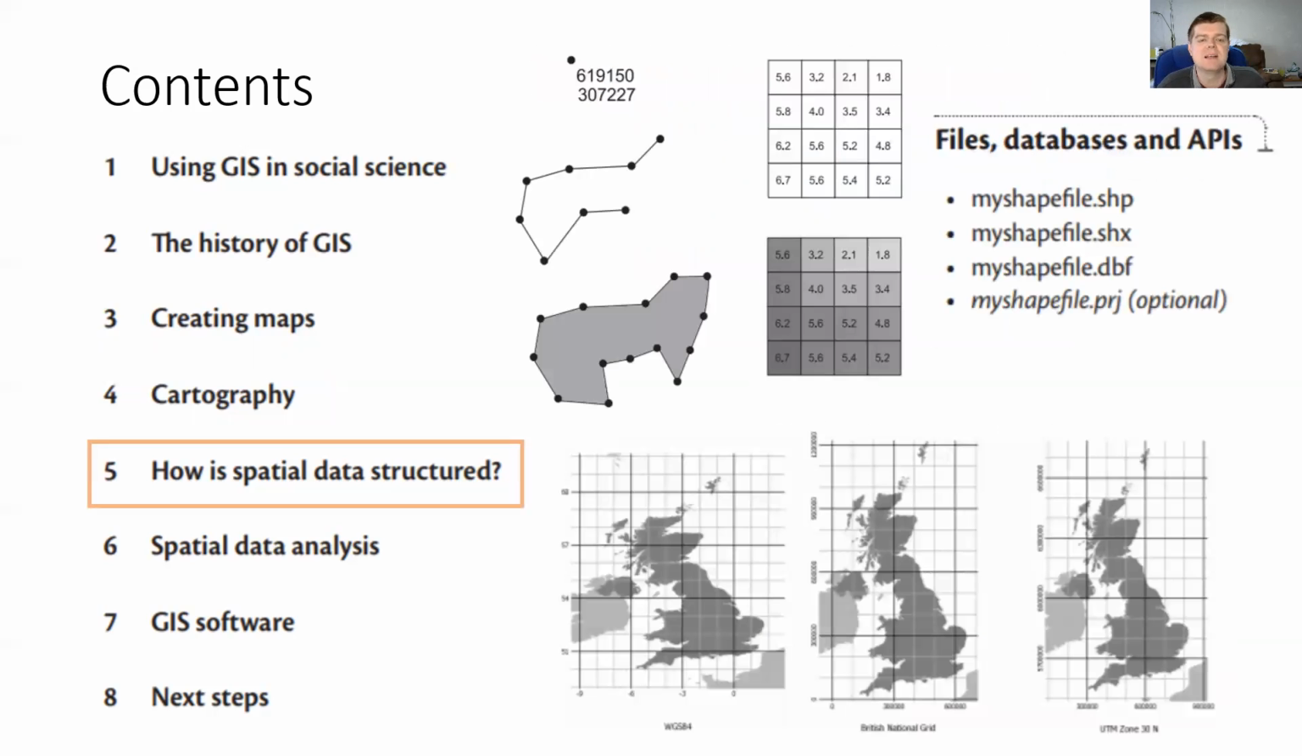We dip into a little bit of the technical side of GIS. So this is looking at vector data, so points, lines and polygons, and raster data, and also different projections and coordinate systems and why they're important. We also say a little bit about different types of files, shapefiles being one of the most common forms of spatial data that you'll come across, but also geopackages, other sorts of files and databases, and APIs as well.